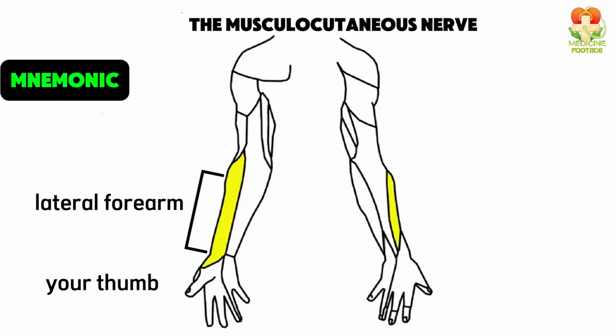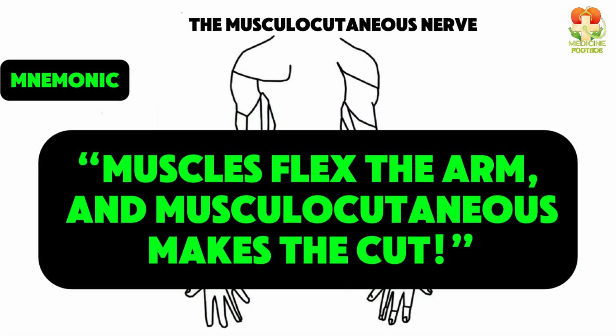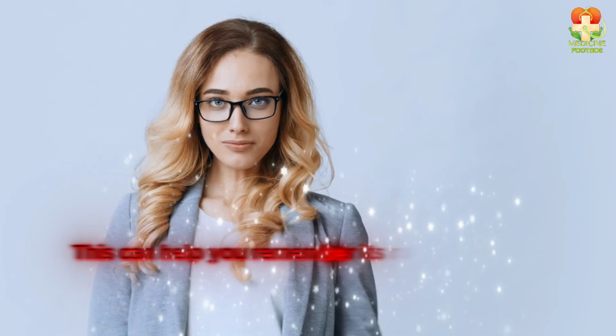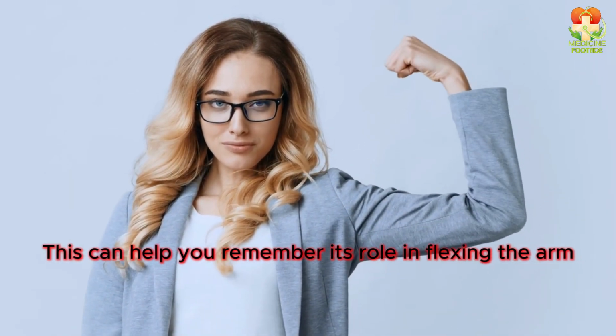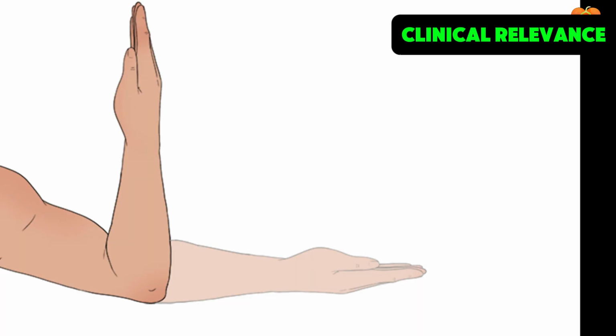Mnemonic. Muscles flex the arm, and musculocutaneous makes the cut. This can help you remember its role in flexing the arm and providing sensation to the forearm. Clinical relevance. Injury to the musculocutaneous nerve results in weakness of elbow flexion and loss of sensation along the lateral forearm.